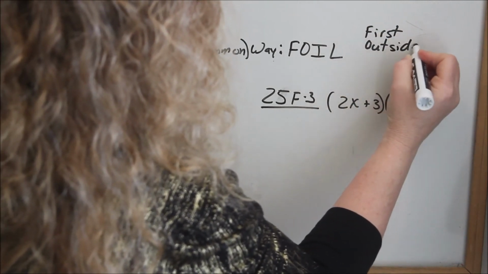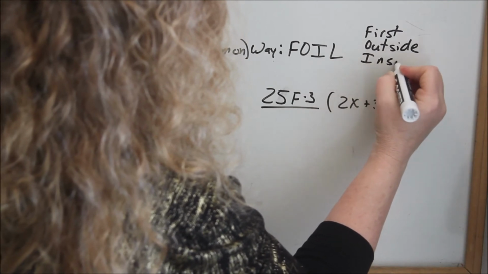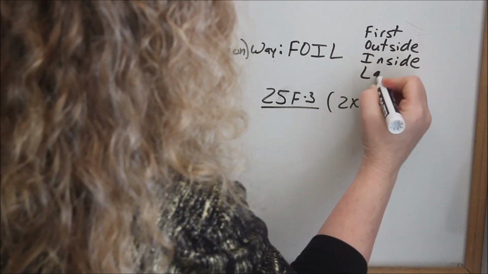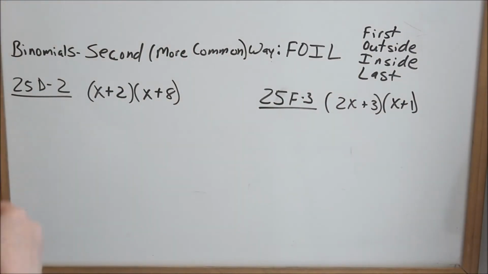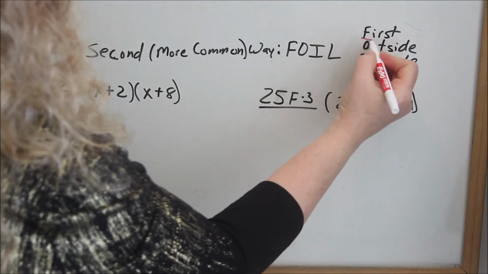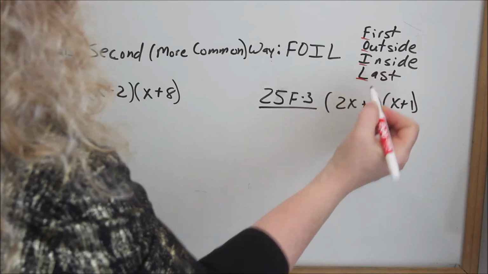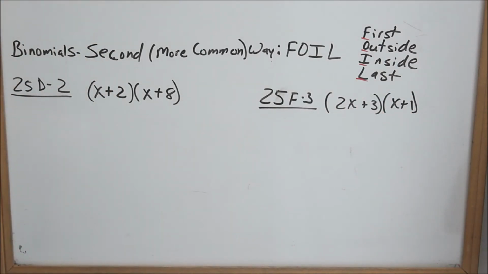outside, inside, last. You will hear me say that over and over and over. F-O-I-L. FOIL. First, outside, inside, last. Why do we call it FOIL?